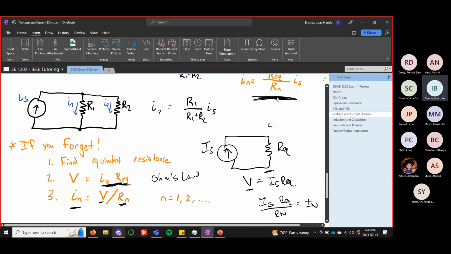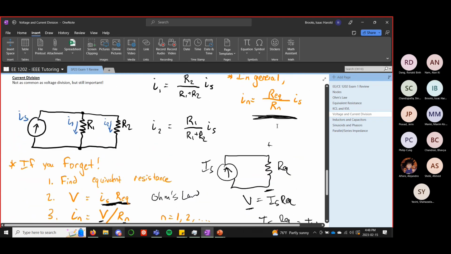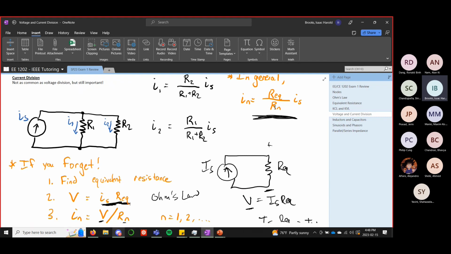So it's not going to be the resistor before it. It's going to be this formula where you do the equivalent resistance divided by the resistor in question. So it's kind of like the inverse of the proportionality. In the voltage division, it was RN divided by REQ. In this one, it's REQ divided by RN. The other difference is that in this one they're in parallel, and in the other one they're in series. But you shouldn't really have to memorize the formula like this, because current division comes up so little that you can just rederive it by collapsing the network.